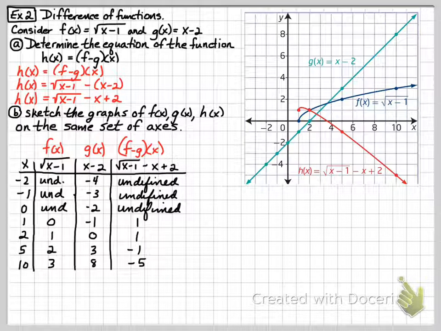And here's the graph, where I'm showing that the red graph is my combined function h of x, which is root x minus 1 minus x plus 2.